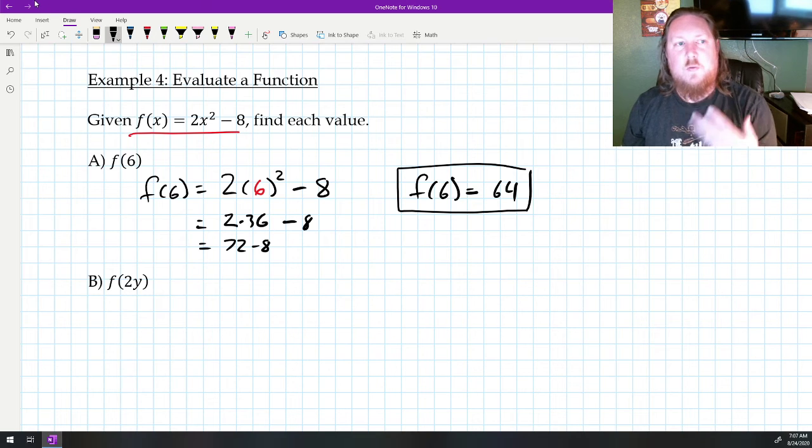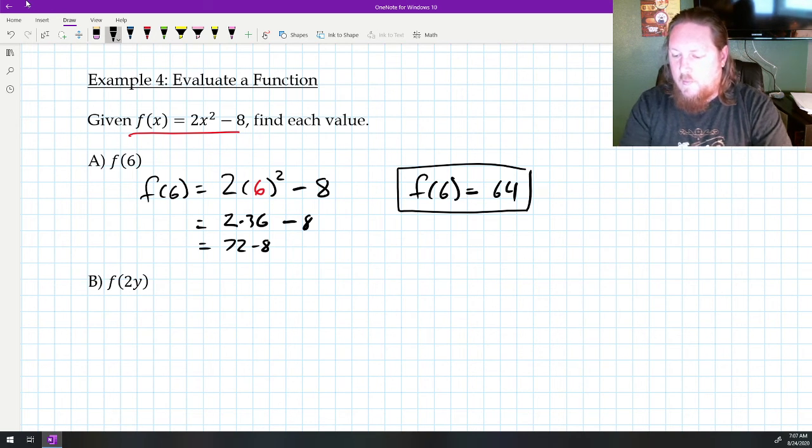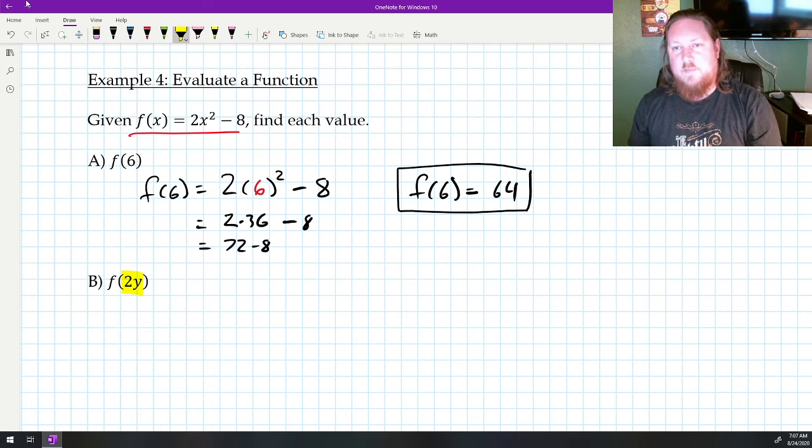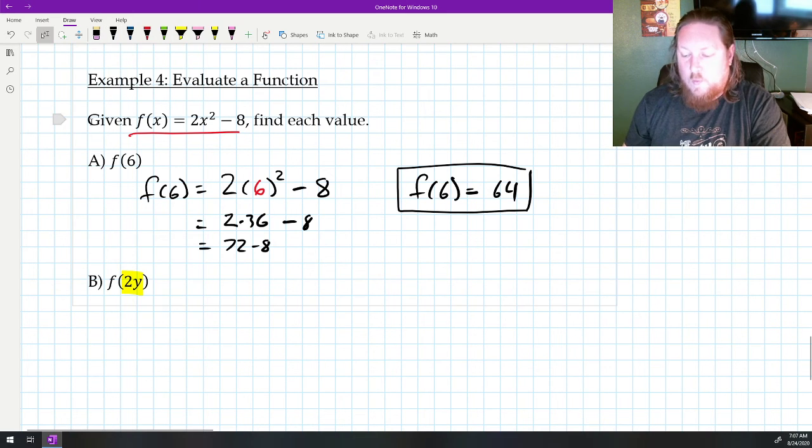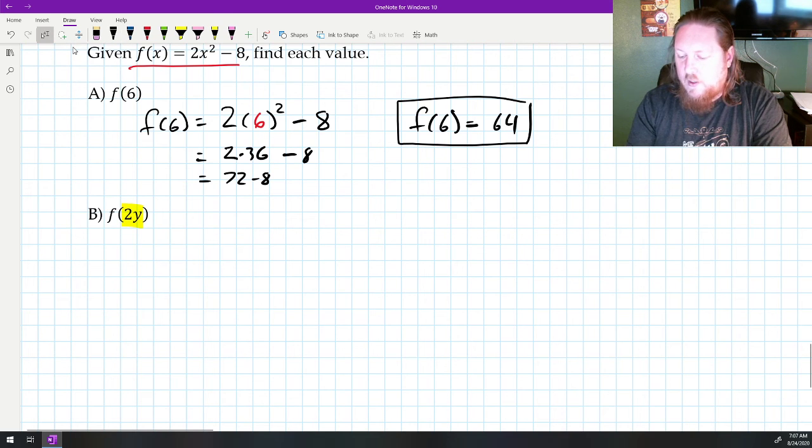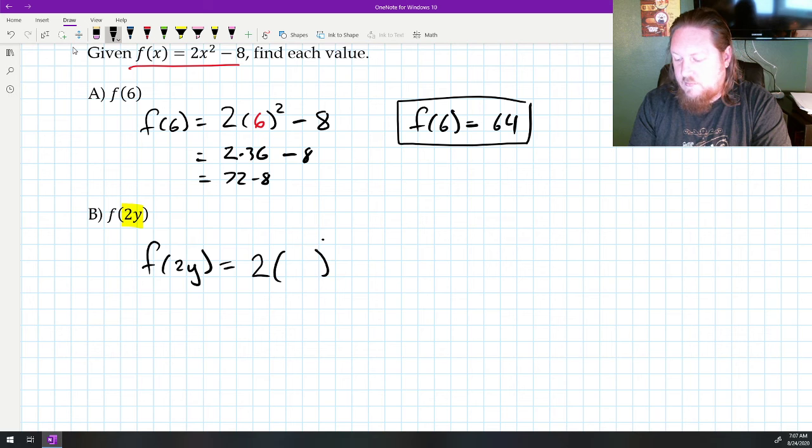And because all we're doing is taking whatever the input is, in part B it's 2y, and plugging in for the x, all we have to do then is simplify it if we're ever asked to do this. When it's a number, that's easy. Just do order of operations. When it's an algebraic expression you're plugging in, you still do the same thing. 2 times whatever x is squared minus 8.